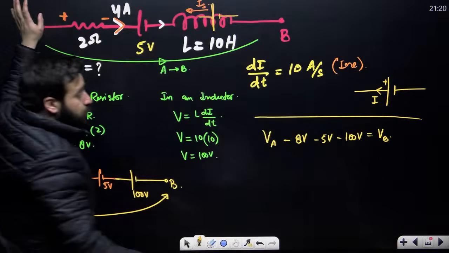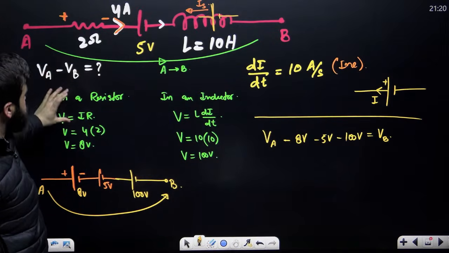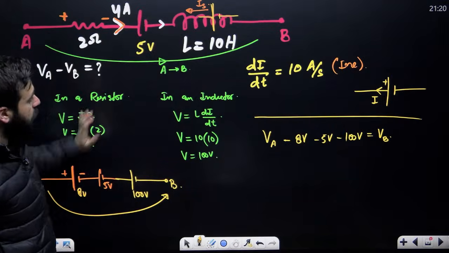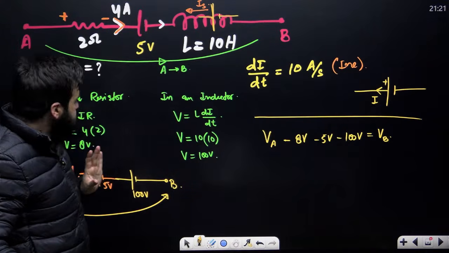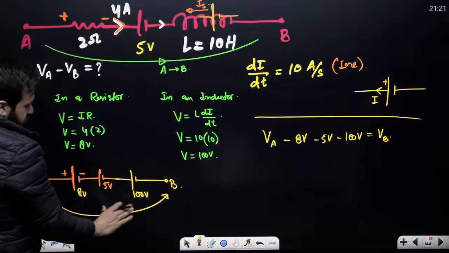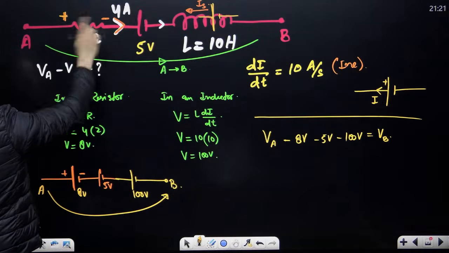What did I say, guys? How do you find the potential difference here? First you write the potential difference of this: V is equal to IR. Then you write the potential difference of this: V is equal to L di by dt. Then you replace this V with the batteries. Here, this will be positive, this will be negative. Why? Because current flows from higher to lower.